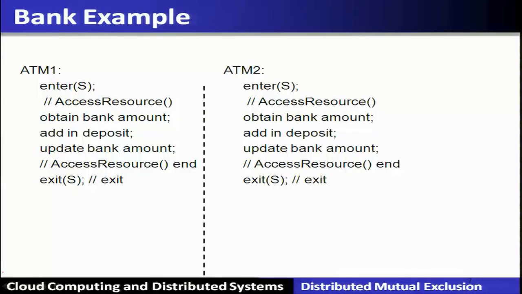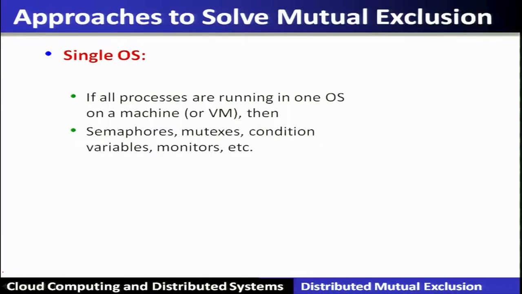Now, two ATMs which are accessing your bank account first have to run this enter with S. S is some function which will ensure the mutual exclusion. Then it will access your bank account using access resource. And finally, when the access of the resource is finished, it will exit that particular function call. Both these ATMs will do it this way. So enter, access resource and exit will ensure mutual exclusion, one at a time.